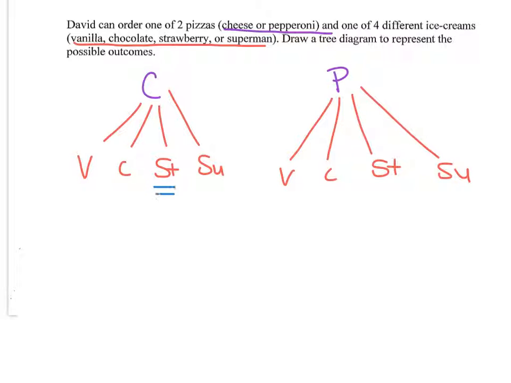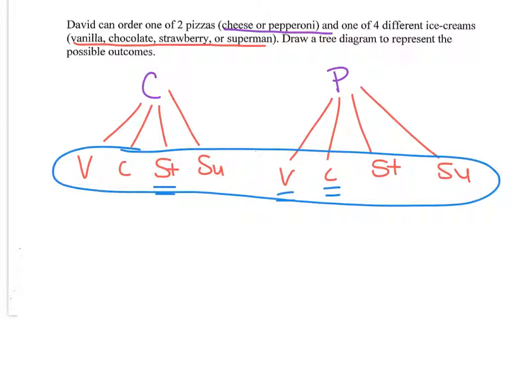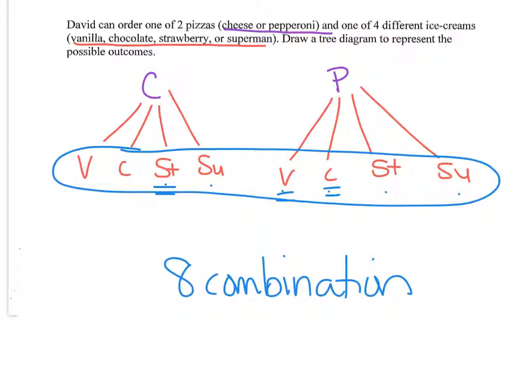So for example, this illustrates that David ordered cheese pizza with strawberry ice cream. This illustrates that he ordered pepperoni pizza with vanilla ice cream. This illustrates that he ordered pepperoni pizza with chocolate ice cream. So each of these letters at the bottom represents one of the combinations that could have happened. So if we count these up, there's 1, 2, 3, 4, 5, 6, 7, 8 combinations that could have happened. So there are 8 combinations if he has 2 choices of pizza and 4 choices of ice cream. Another example.